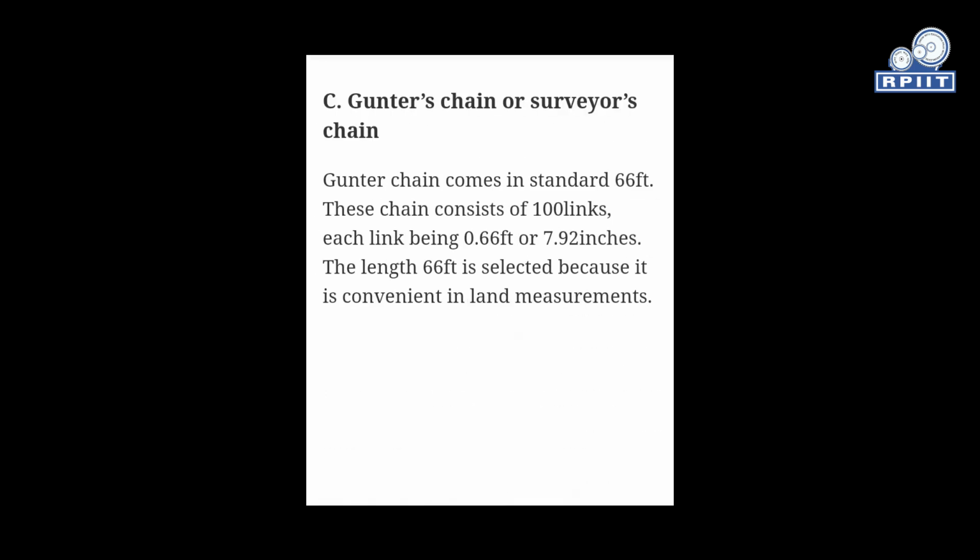Third is Gunter chain or surveyor's chain. In this type of chain, the standard length is 66 feet, and it consists of 100 links, and each link is 0.66 feet. The length of 66 feet was selected because it is convenient in land measurement.